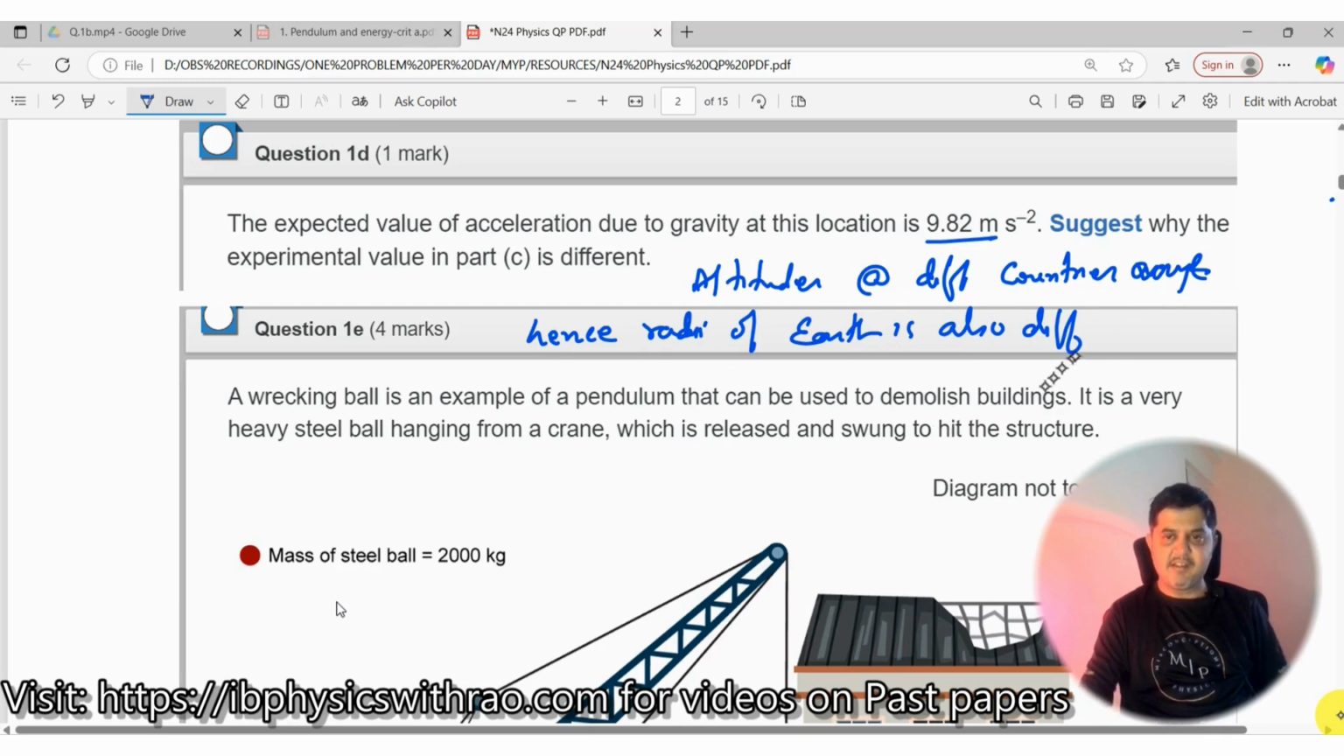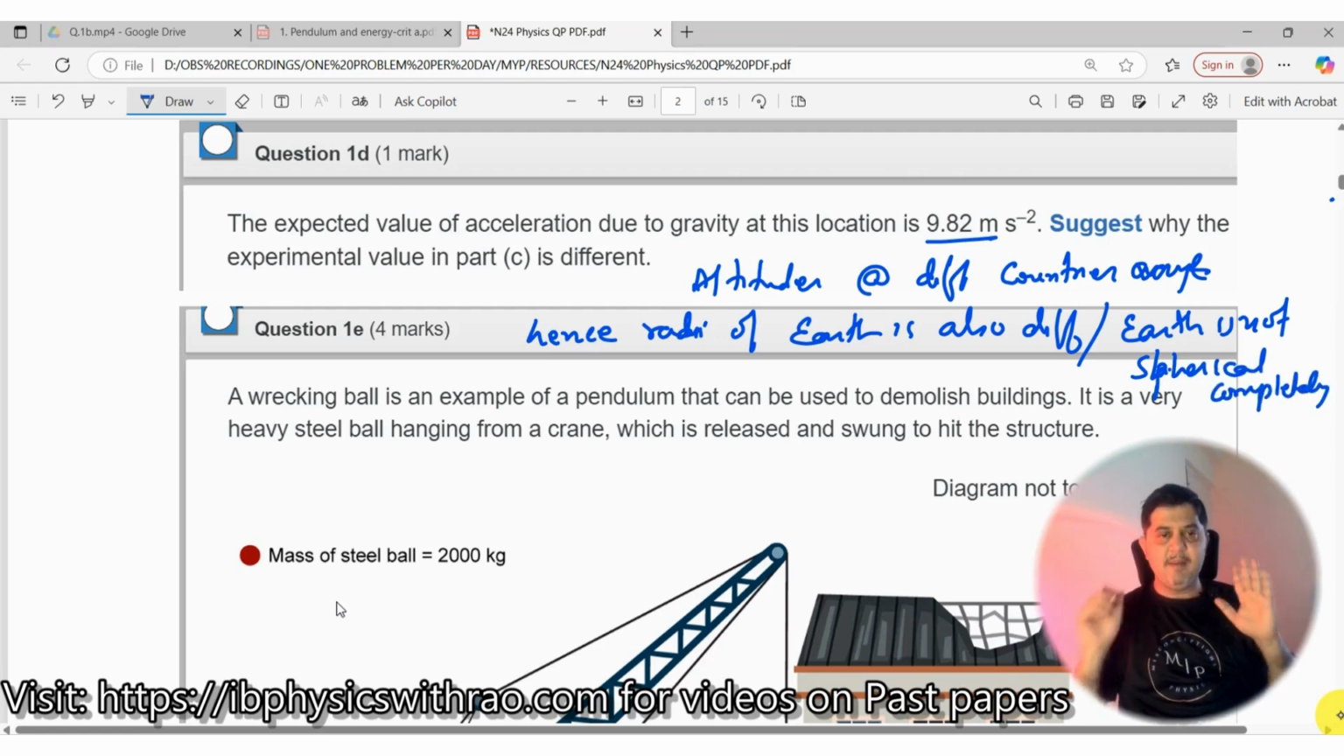You can mention this, or maybe you can say Earth is not completely spherical. It's not completely spherical, but somewhere it seems to be oblate. Okay. Now let me move on to the next question.